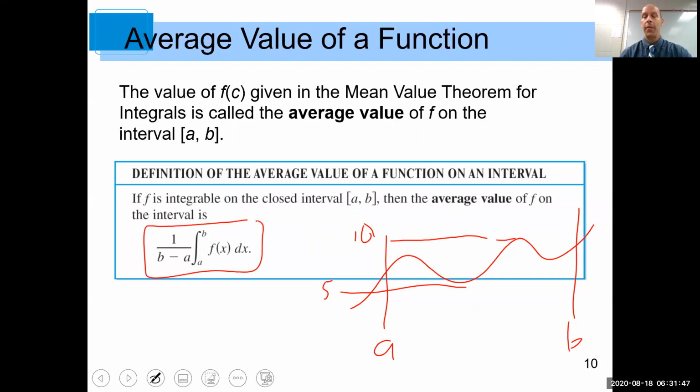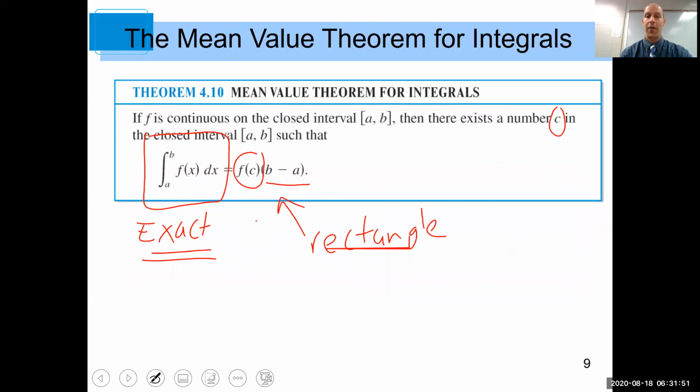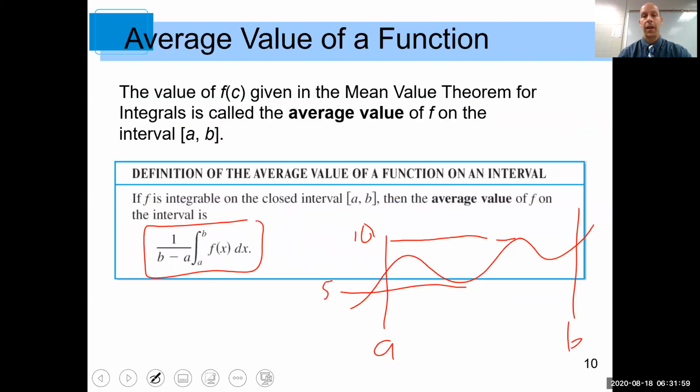Now, please keep in mind, this is different than the mean value theorem, which I'll go back to right now. Notice that here we've got the definite integral is equal to the height of some rectangle with the width AB. Here, it's not an equation. This is just a formula for you to figure out the average value of the function. So it's the value of the definite integral, and then you're going to essentially divide by the width of the interval.